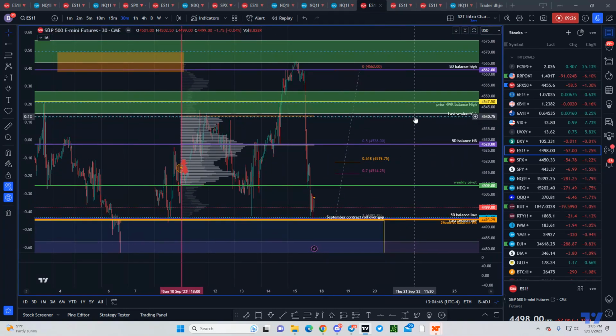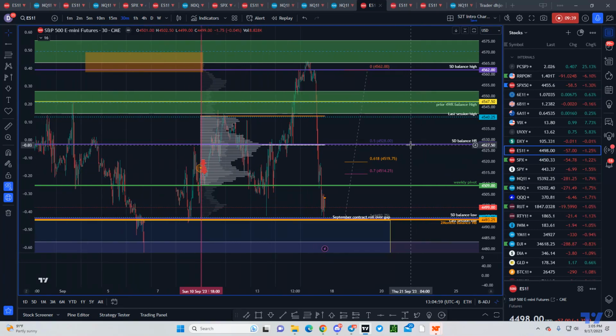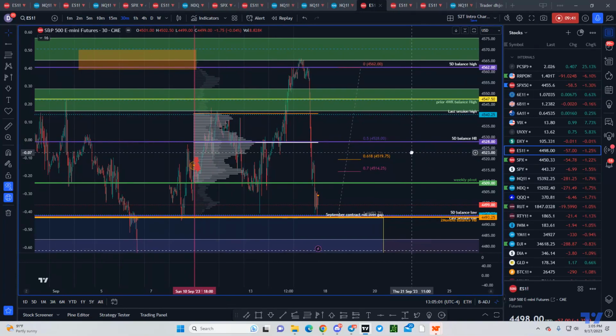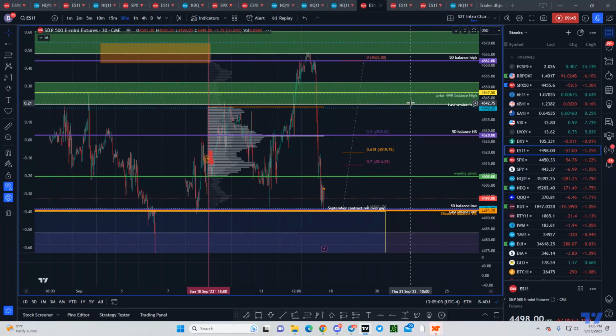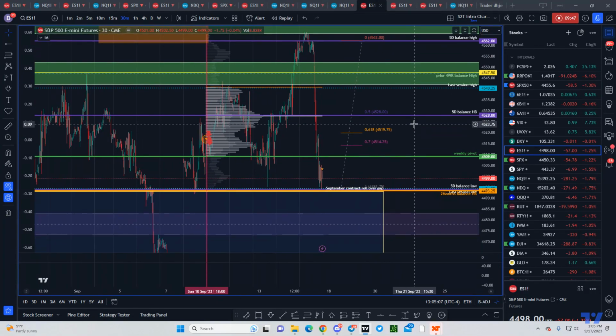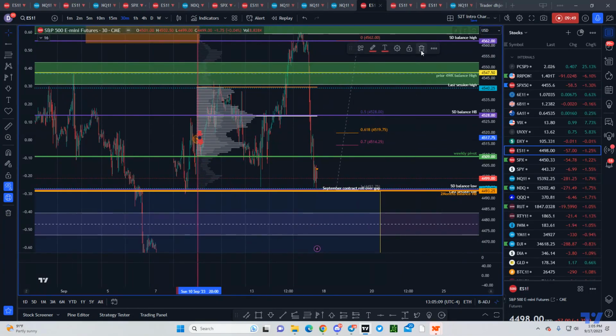Value area high at 45.40. Value area low 45.09. That's last week's. So POC, this could not be more predictable. 45.27. You cannot be more predictable. Insane. But anyways, I'm happy to see that because that gives a lot of validation to what I do.